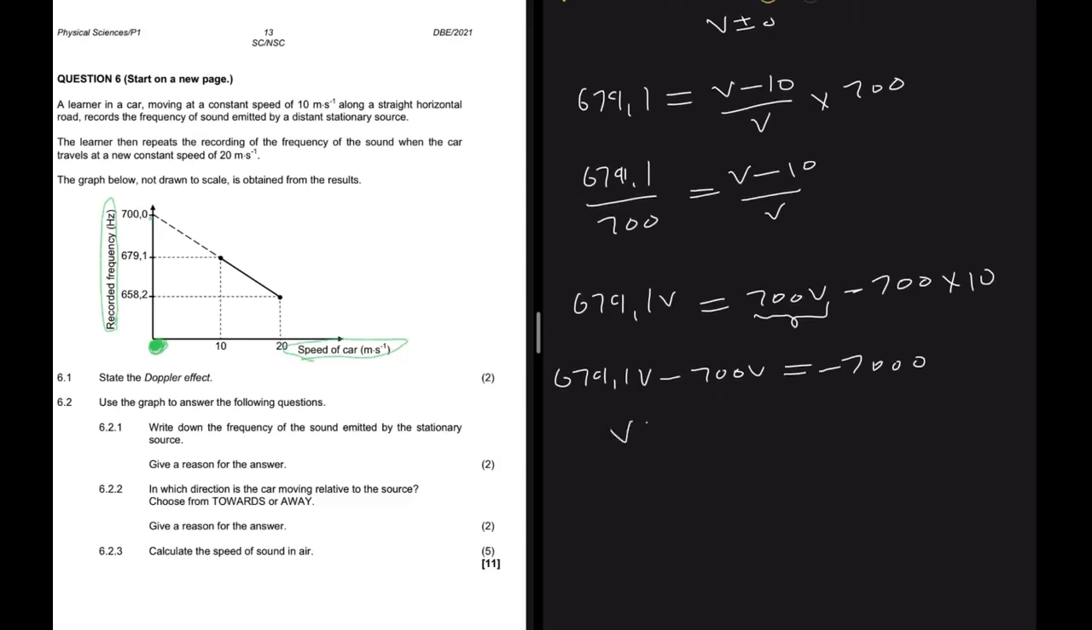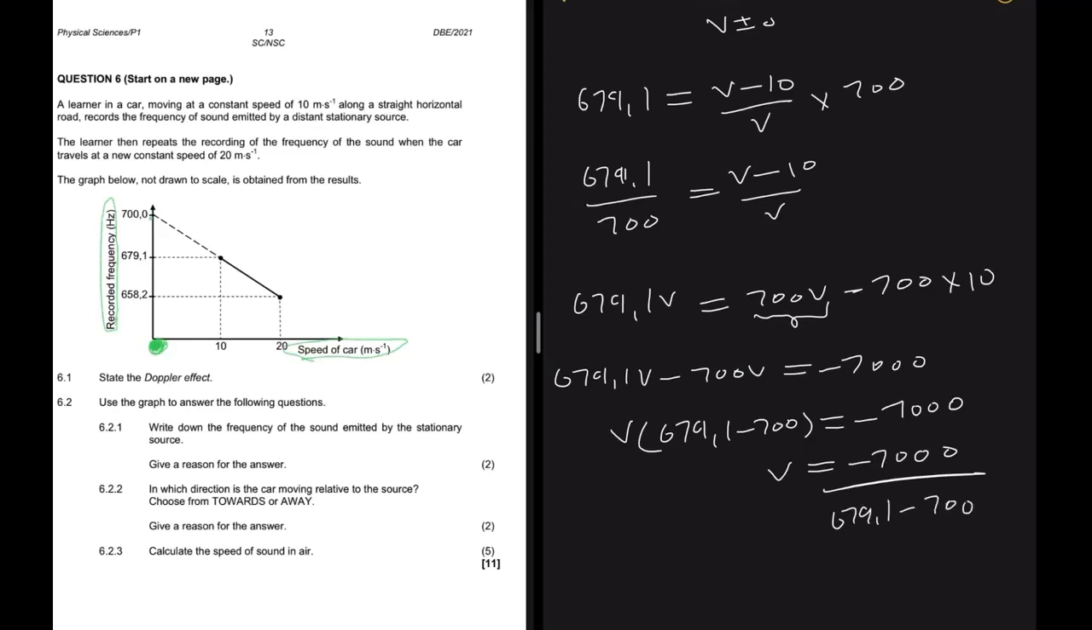So now I can take V as a common factor. That will give me V times (679.1 minus 700) equals minus 7,000. And then V is thus equal to minus 7,000 divided by 679.1 minus 700. Let me put that in my calculator real quick.